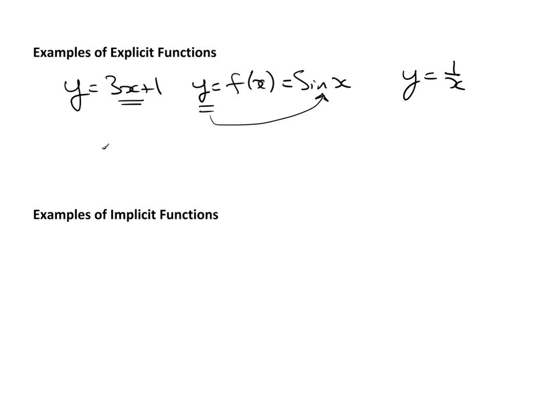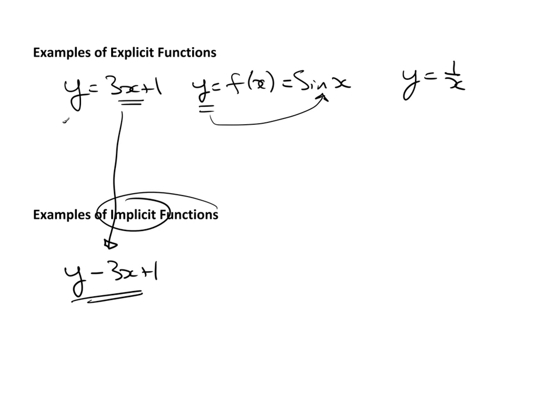Now, these first two, if I were to take this one and write it as y minus 3x equals 1, you'd recognize that as being the same linear function. It's just in a different form. Well, this form is, in fact, the implicit form of this linear function. Likewise here, y equals 1 over x. I could write this as x times y equals 1. This is an implicit form of this function. These two functions are actually identical, just one is an implicit form of the other.